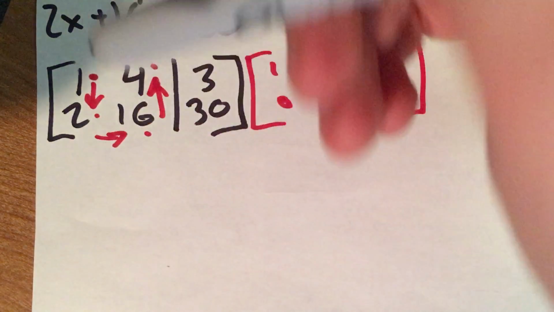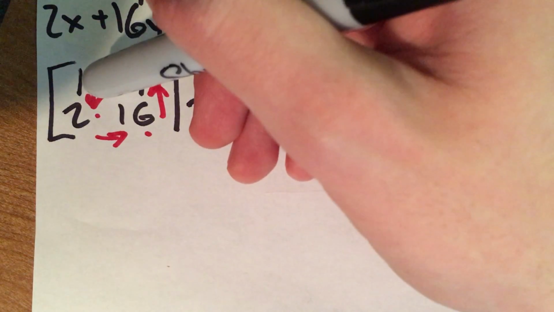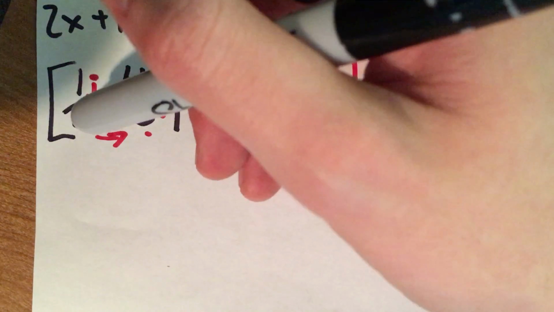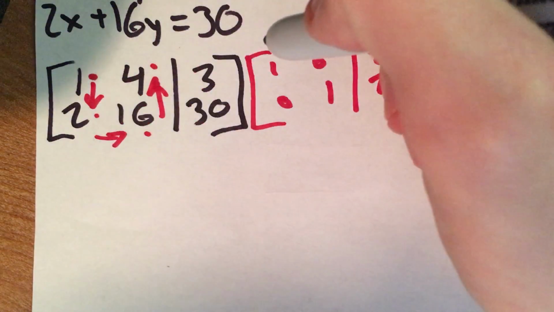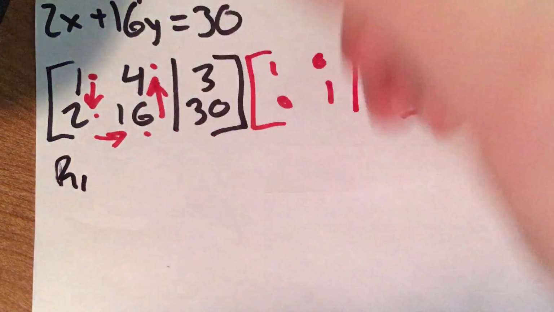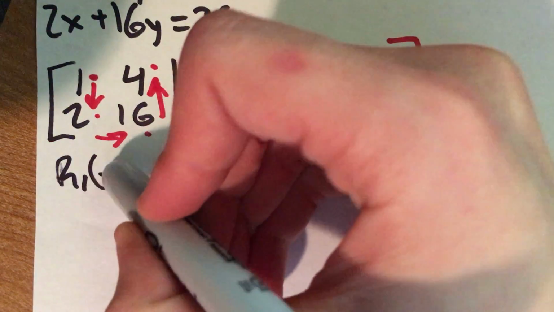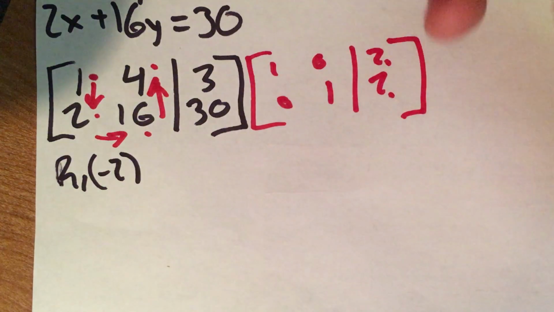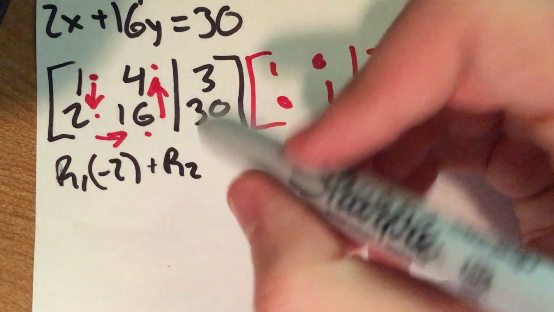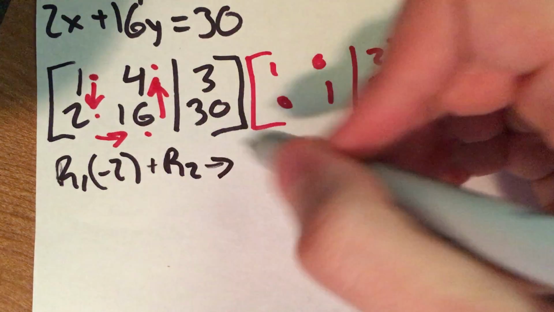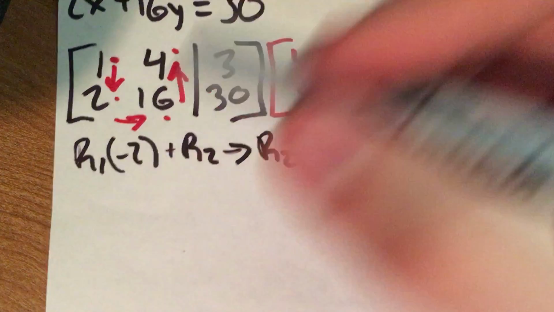Well, we can do that by multiplying this 1 by -2 and then adding it to 2, and that would get you 0. So you can write that row operation out as row 1, which is the top row here, times -2, okay, plus row 2, being the 2. Store it, that's what the arrow means, store it in row 2, okay?